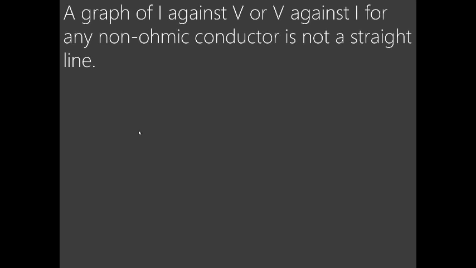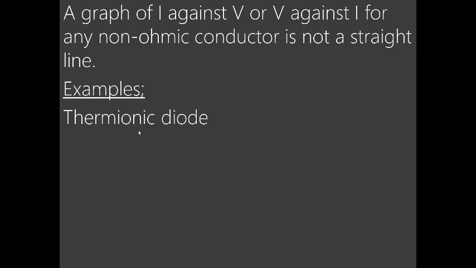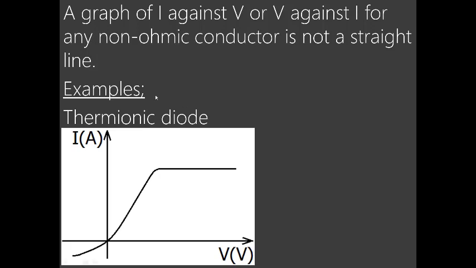Now, when you plot a graph of I against V or V against I for any non-ohmic conductor, you don't get a straight line. Look at a thermionic diode. Somewhere it's a straight line and appears ohmic, but at high voltages the current becomes constant. Even when you increase the voltage, the same current will flow.